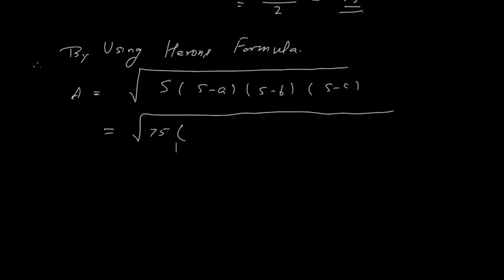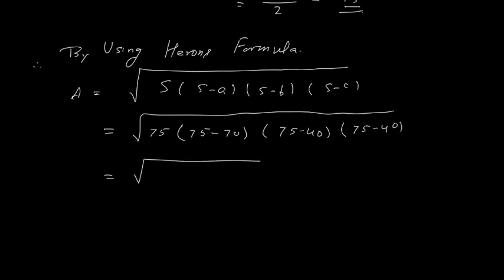So here I will say 75 minus 70, into 75 minus 40, into 75 minus 40. So this is 75, and this 75 can be written as 25 into 3. 75 minus 70 is 5. 75 minus 40 is 35, and this is also 35.